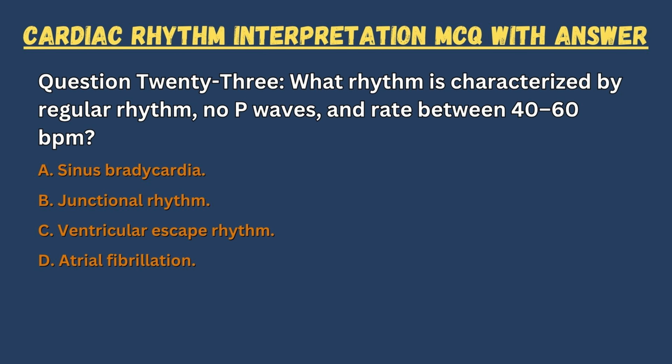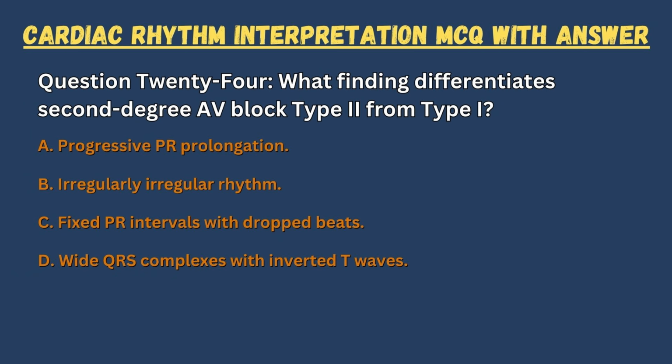Question 23. What rhythm is characterized by regular rhythm, no P waves, and rate between 40 to 60 BPM? A. Sinus bradycardia. B. Junctional rhythm. C. Ventricular escape rhythm. D. Atrial fibrillation. Answer. B. Junctional rhythm.